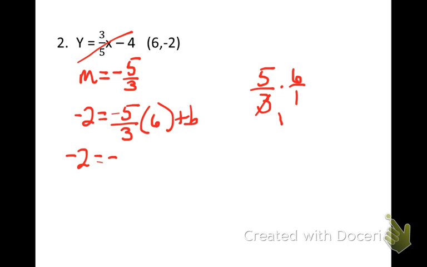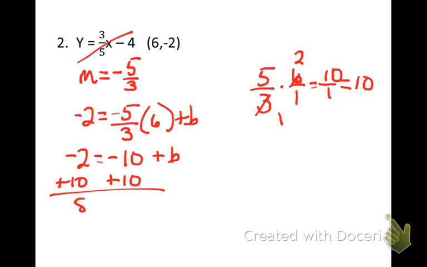3 goes into 3 once. 3 goes into 6 2 times. 5 times 2 is 10 over 1, which is 10. So I'm going to transfer that back over here, and remember it'll be a negative 10 plus b. So I need to add 10 to both sides. I get 8 equals b. So now I have the two things I need, my slope, negative 5/3, don't forget your x, my b plus 8. And that would be in slope-intercept form then.